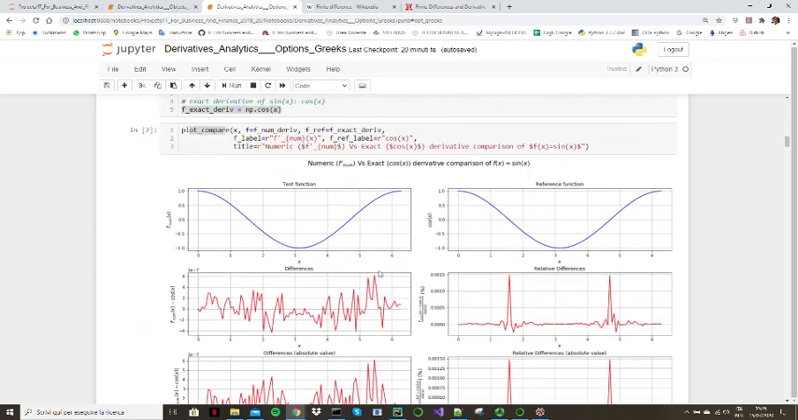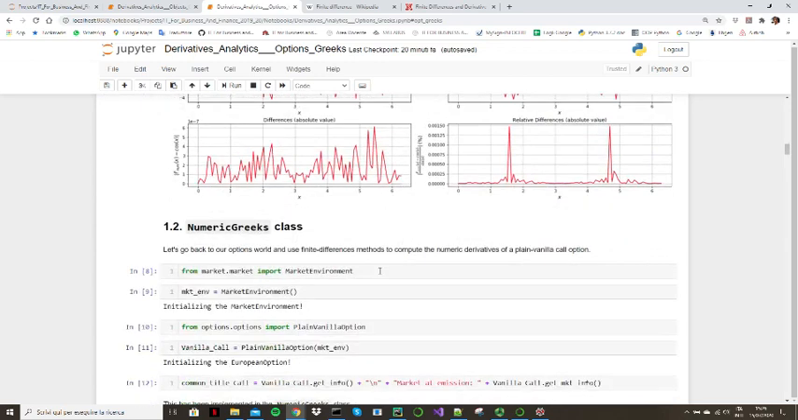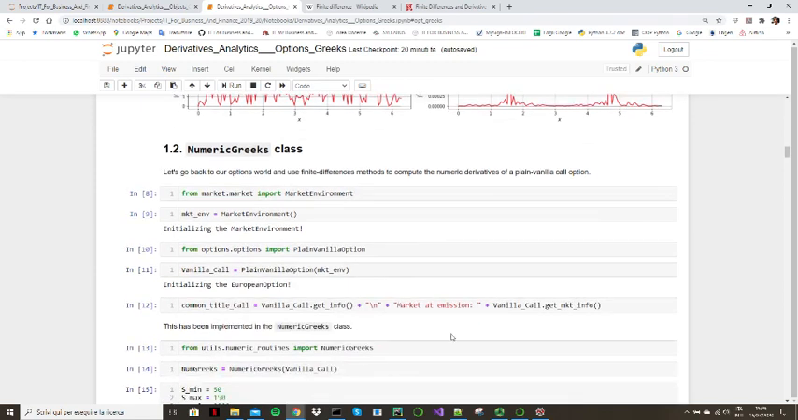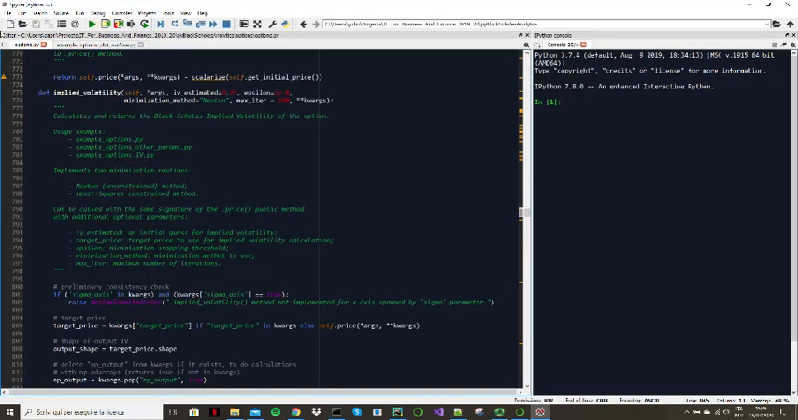Okay. So this is a very generic example of finite difference methods. I have implemented in the NumericGreeks class the implementation of finite difference methods for option Greeks. So considering finite difference methods, we can have a look at this now. So let's take a look.